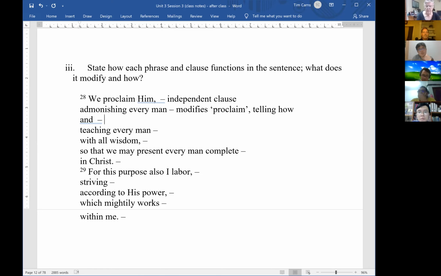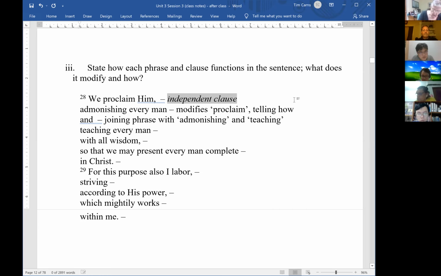Now, and is a connector. As Dwayne said earlier, it's joining two equal ideas. So what ideas is it joining? It's joining admonishing and teaching. Admonishing and teaching are equal, so it's equally joining those phrases, modifying proclaim. All right. Now, how about teaching every man? What does that modify? It's modifying proclaim as well. So it's a second how.